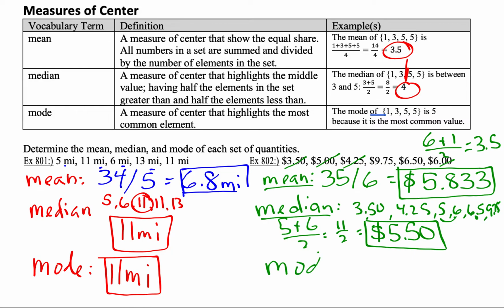The mode. On this one, the mode will be what happens most often. Let's see, we got 3.50, 4.25, 5, 6, 6.50, and 9.75. Nothing happens more than once. So there is no mode here. There is no value that happens most often.